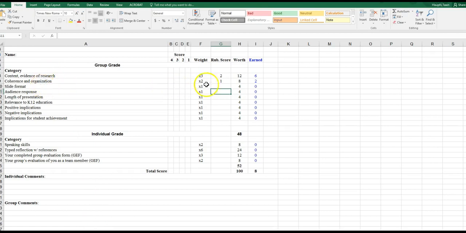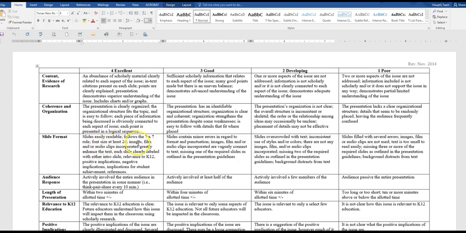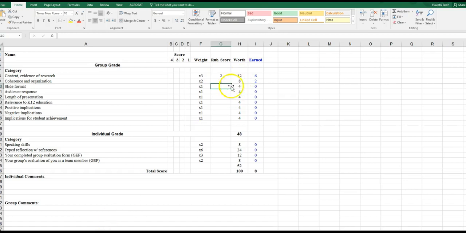All right, so then if I look at slide format, was it easily readable? Follows the 7x7 rule. Font size at least 24. I didn't have any film clips that were there. The slide labeling was terrible. So I come over here and it's several errors. The text was too small at times. The background distracts from the text in the sense that it's too dark for the room. So I'm thinking that we're probably a 1.5 here.